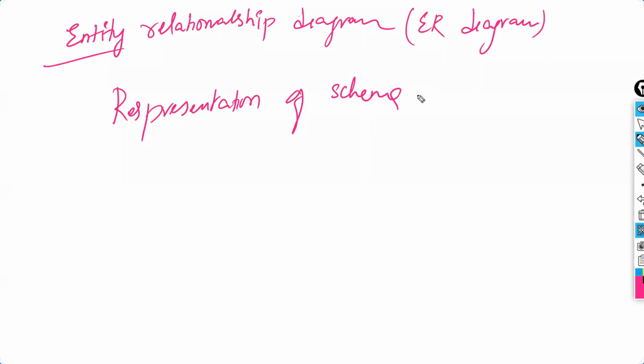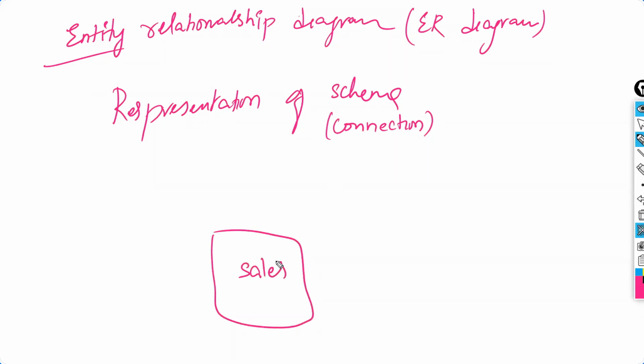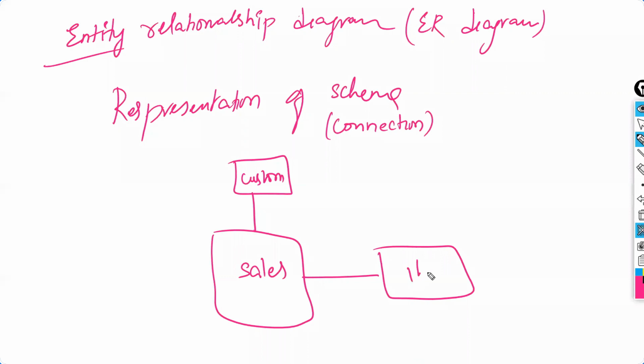You are just representing the schema. What is meant by schema? Schema is nothing but connections, which tables are connected to each other. For this particular data set, I have the main table called sales. Sales is connected with the customers, and the same sales table is connected with respect to the items. This is called a relational schema, and this is with respect to the ER diagram. The connections are called schema, and the representation using a diagram is called an ER diagram.